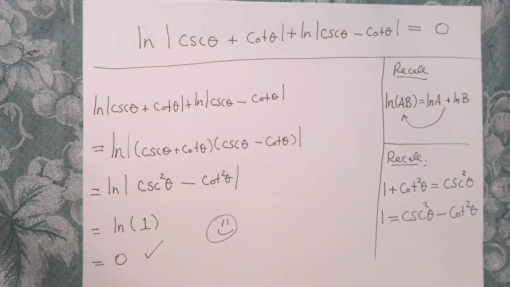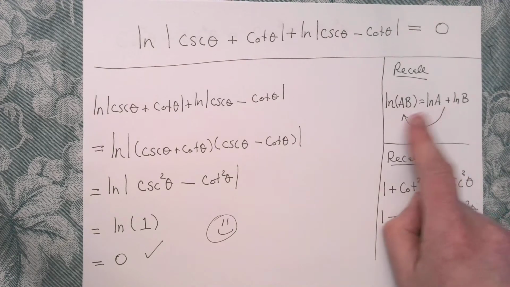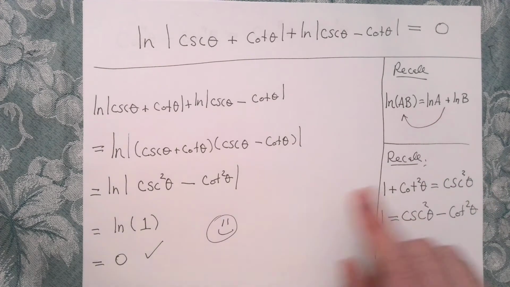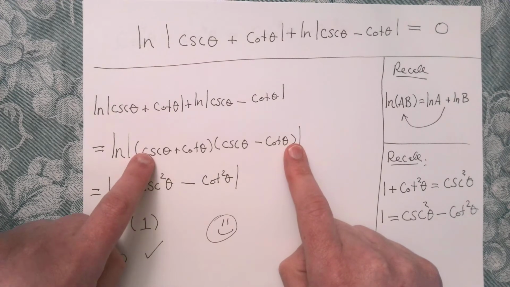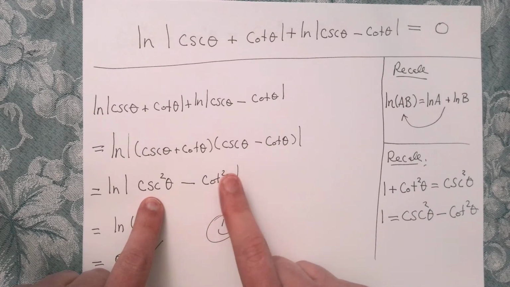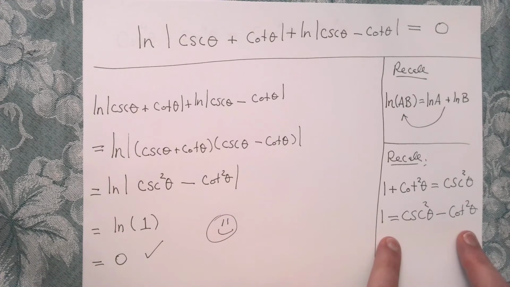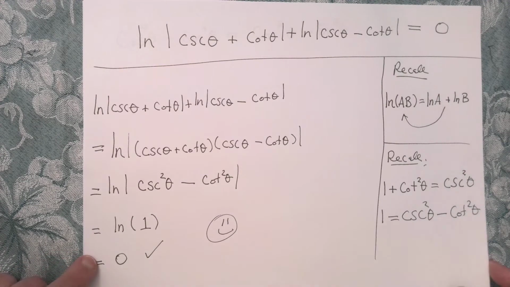So this one was nice because you had to know your natural log properties. You had to realize that you're multiplying conjugates, and so you multiply them out and get the difference of squares. And then you had to realize that, oh, that's a Pythagorean identity. And then lastly, that the natural log of 1 is 0. So yeah, that's a cool one.